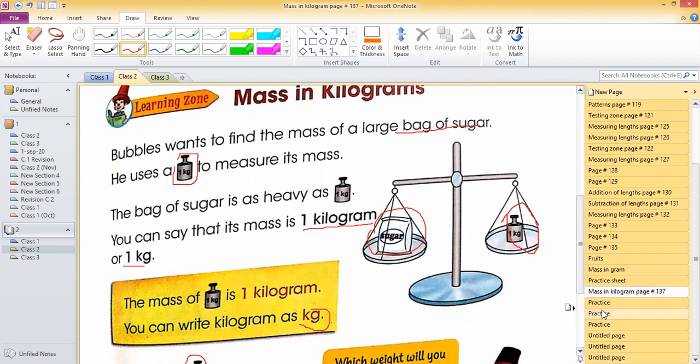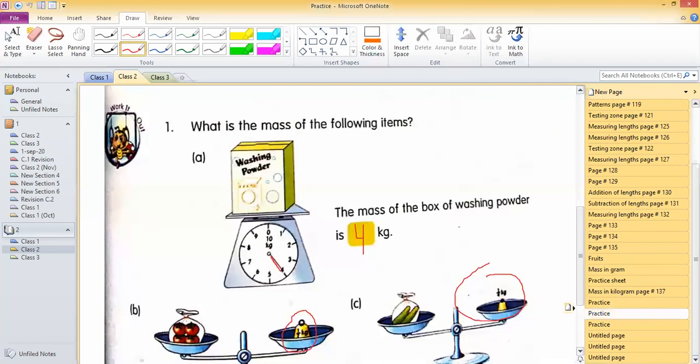The other weight balance is like this. You can see that these are the numbers, and these are all in kg. It's written kg. It starts from 0 kg like a clock: 1, 2, 3, 4, 5, 6, 7, 8, 9, and this is up to 10. From 0 up to 10 kg.